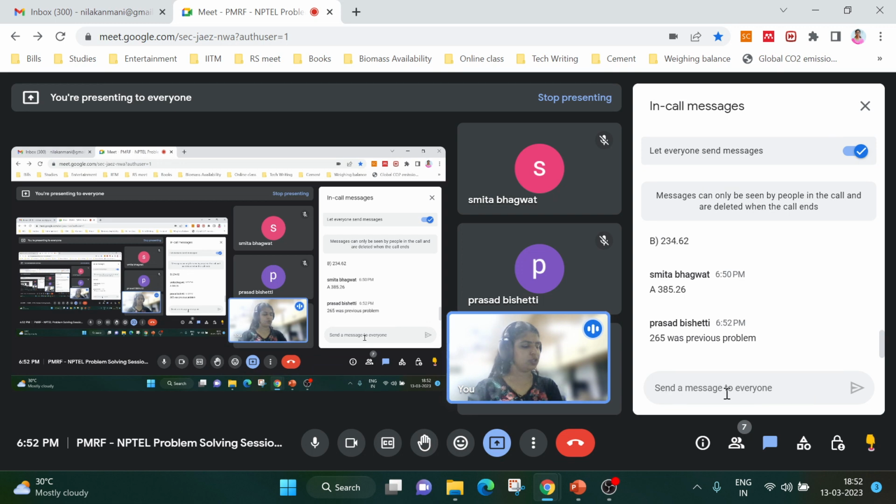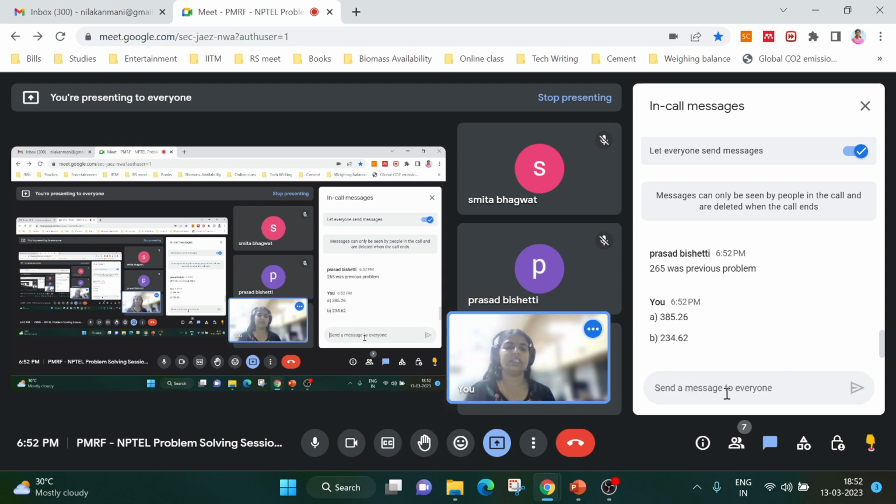Let me type the right answer also. Option A is 385. I'm correcting it to two decimals after calculating, typing it only up to two decimals. And then option B, 234.62 we can say. This is the right answer.